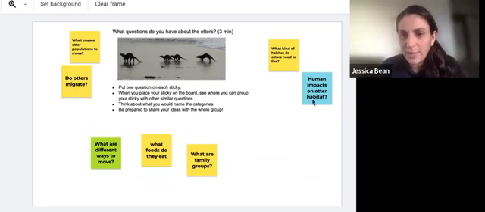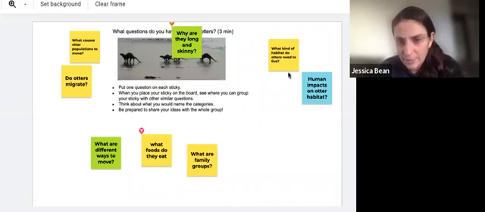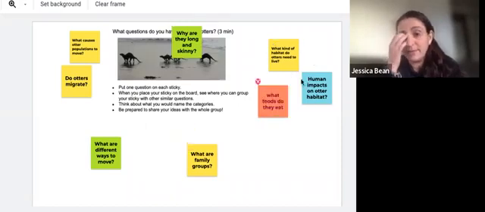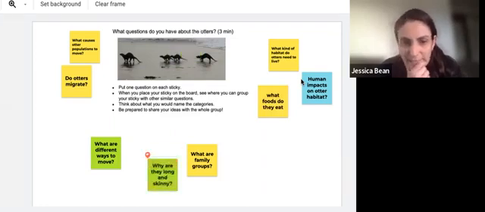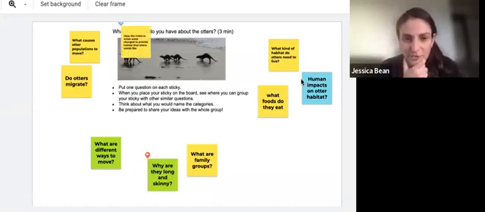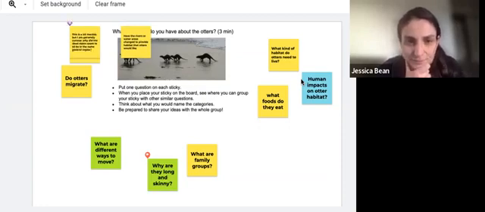Human impacts on otter habitat. Okay, interesting. Great. Any others? So I see that you grouped that human impact question near what kinds of habitats do otters need? Okay, and food's kind of related to that, right? So why are they long and skinny? Okay, interesting. So sort of a form and function question, right? Why did they evolve to look the way that they do?